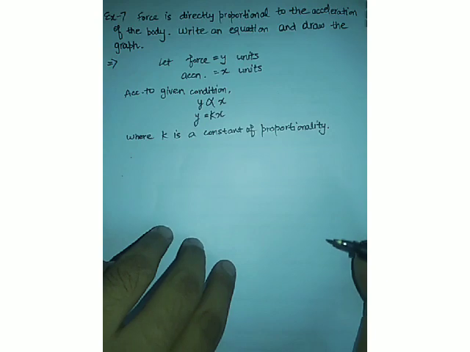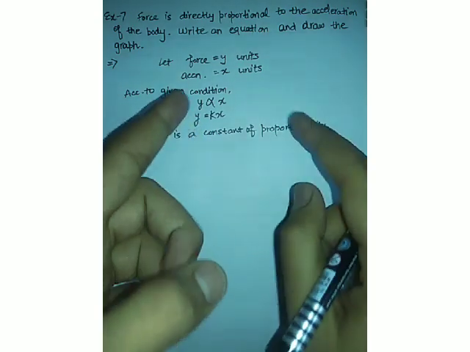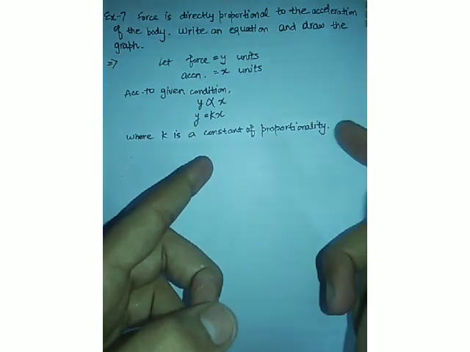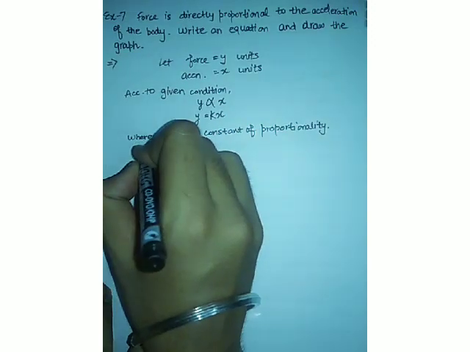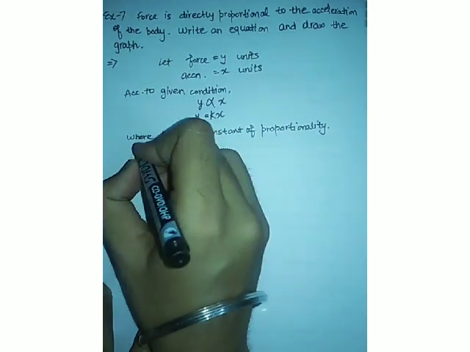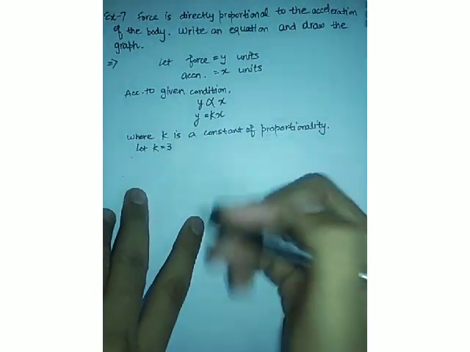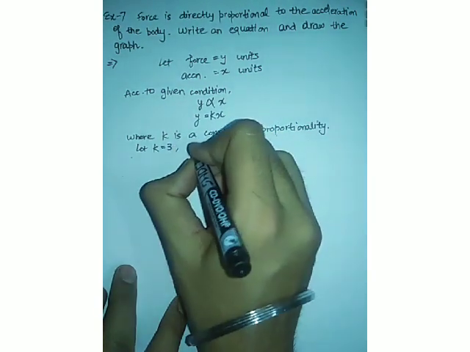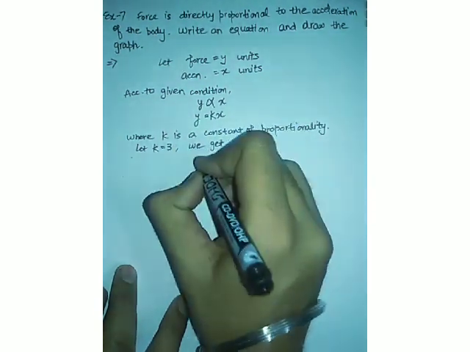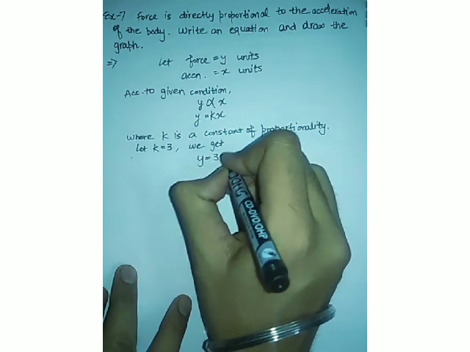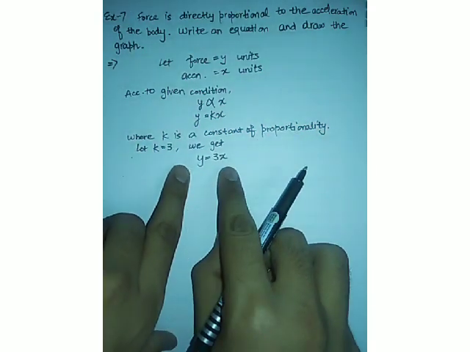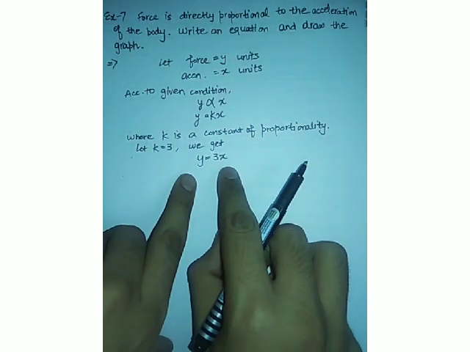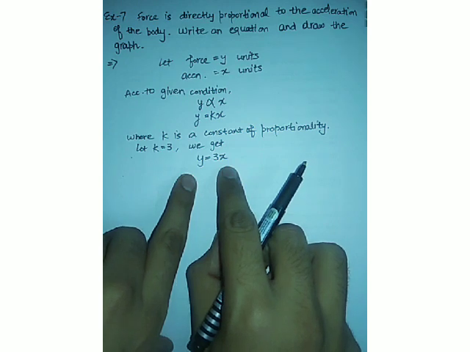In your book they have taken k equals 3, so for your ease and comfort I am also taking k as 3. Let k equal 3. You can take k equals 2, k equals 4, or 1 as well. We get y equals 3x. Now you have got a linear equation. Now you can draw the graph of this equation very easily because it's similar to example 6.